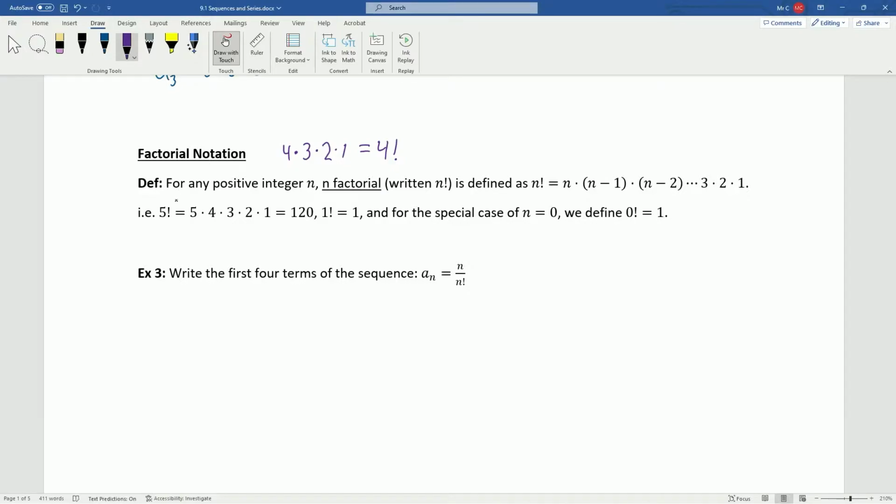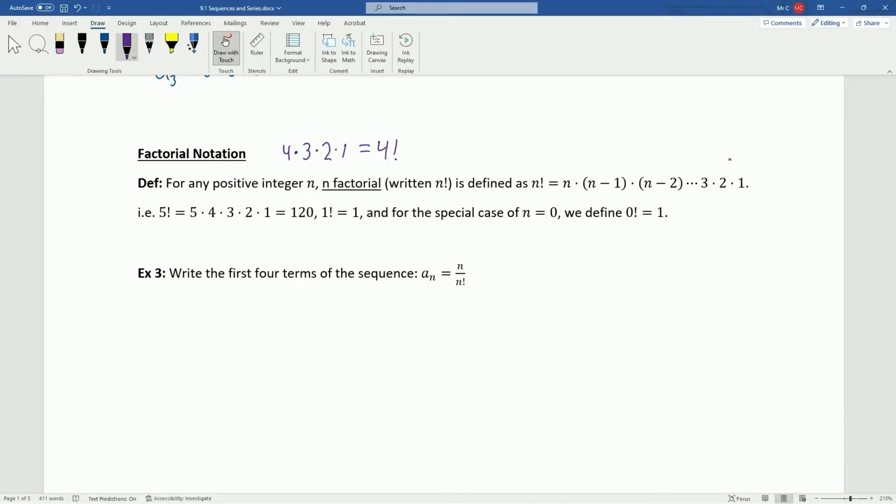So take a look here. The definition for any positive integer n, factorial, written n exclamation mark, is defined as n factorial equals n times n minus 1 times n minus 2 times ... times 3 times 2 times 1. So some additional examples. 5 factorial, that's 5 times 4 times 3 times 2 times 1. Multiply that out, what do you get? You get 120.